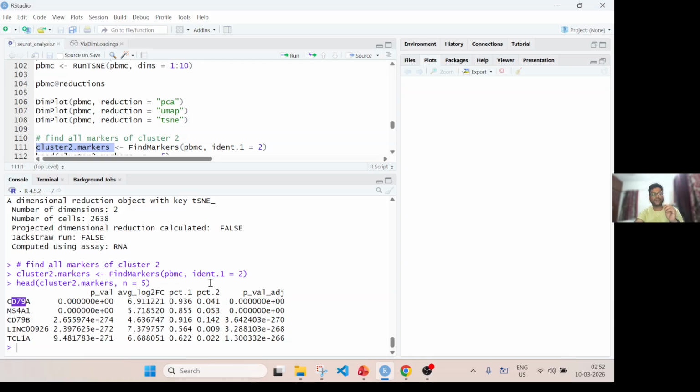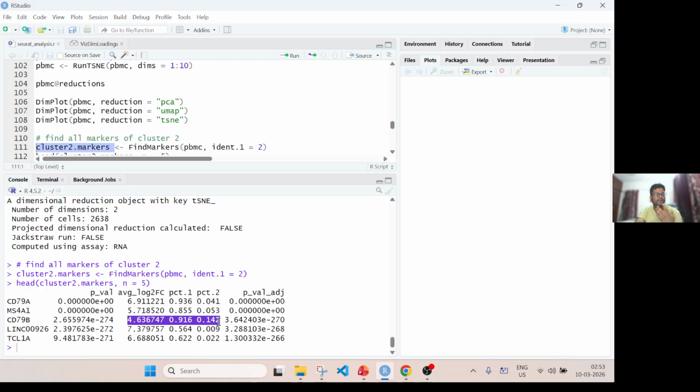So this gene is highly expressed in this cluster number 2, but the rest of the groups do not express it. Same here: this gene is expressed in 85% of cells of group 1, but in group 2, the second cluster, expression was low. That's why you will see a high fold change. The bigger the difference in percentage expression, the higher the fold change.